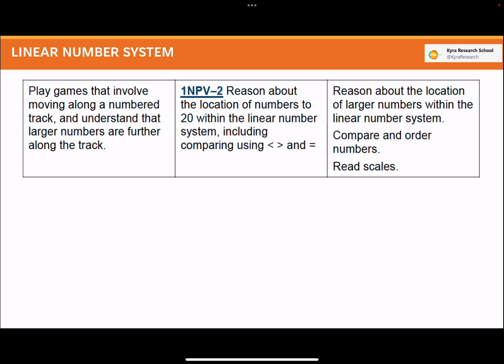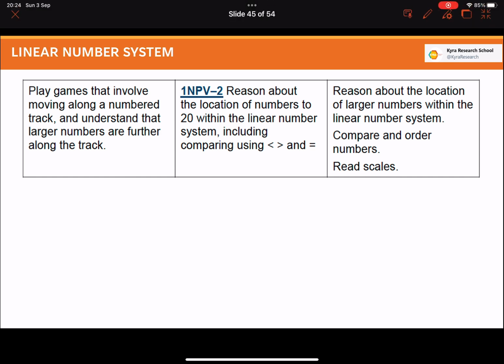Okay. Moving on to the linear number system now then. So we've talked about reading and recognising the digits. We've looked at lots of different representations. So now we're going to be starting to look at a final representation, which will be the number lines and how they build on from the number tracks. And I just pulled this little statement out.